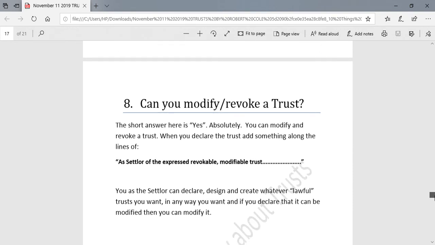Can you modify or revoke a trust? The short answer is yes, absolutely. You can modify and revoke a trust. When you declare the trust, add something along the lines of, as settlor of the express revocable or modifiable trust. You as a settlor can declare, design, and create whatever lawful trust you want, in any way you want, and if you declare that it can be modified, then you can modify it.